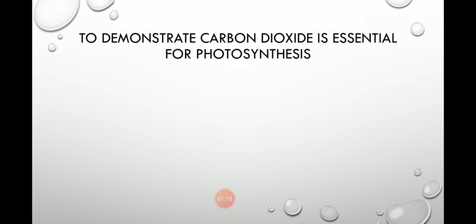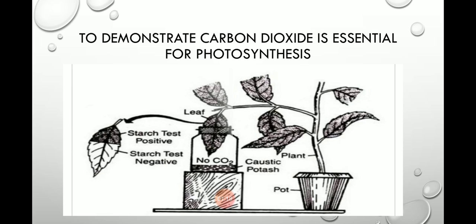First of all, let's see an experiment to demonstrate that carbon dioxide is essential for photosynthesis. We see a picture of a potted plant in which one of the leaves is put into a glass jar in which some chemical is kept. And finally, we see the test for starch as positive or negative. So let's go through the experiment, what we have to do within this.